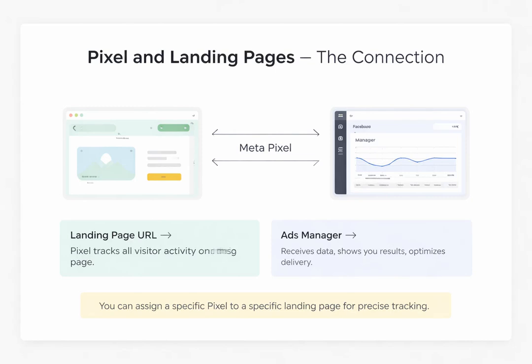Now, one question that comes up a lot is, can you use the pixel on a landing page? And the answer is absolutely yes. In fact, landing pages are one of the best places to use it. Your landing page URL can be linked directly to your pixel, so every visit, every click, every form submission gets tracked. And importantly, you can assign your pixel to a specific page. So if you have multiple landing pages for different products or campaigns, you can track each one separately and know exactly which page is performing and which one needs work. This level of precision is what makes the pixel so powerful for marketers.